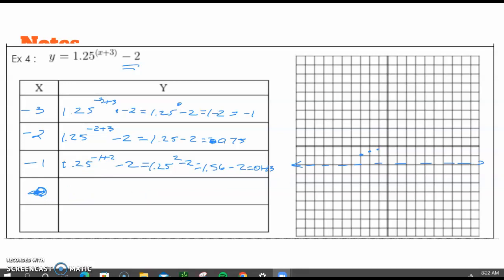So let's pick a bigger exponent and see if we can get a bigger number. Let's go with 7. 1.25 to the 7 plus 3 minus 2. So 1.25 to the 10th minus 2. 1.25 to the 10th finally gets us a bigger number. So 9.3 minus 2, 7.3. We finally have a bigger number. 7.3.